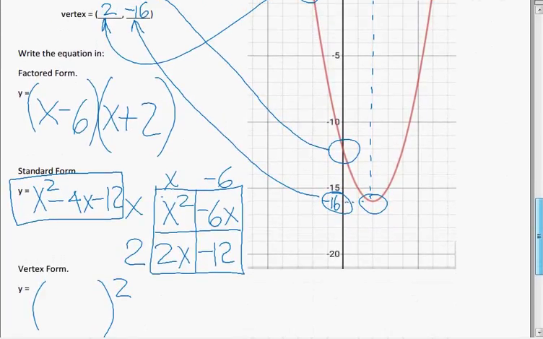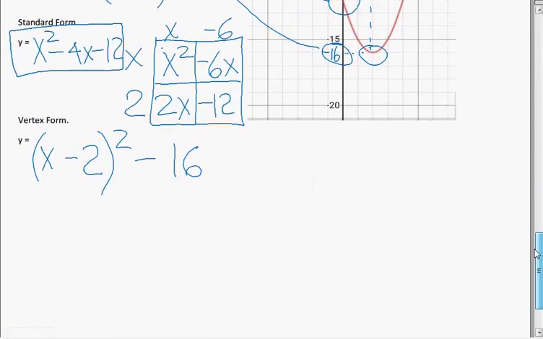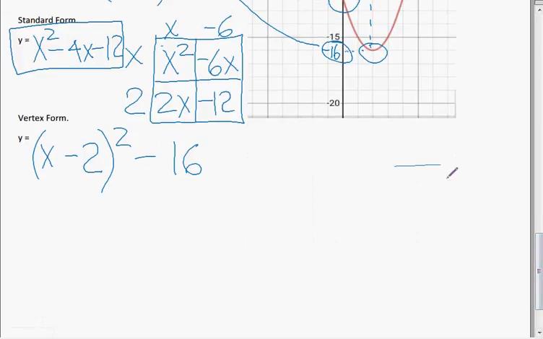You look at the two things in the vertex. The y value goes here, and the x value goes here, except when the x value is positive, you make it negative, and you put your x. Now we want to check and make sure that works. Do the area model.